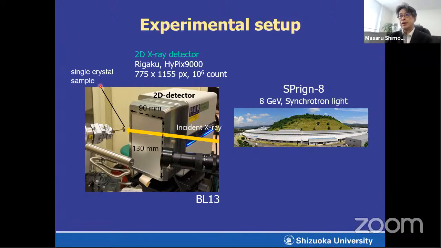And here is a sample, and the incident X-ray comes from this way and hits the sample, and from the sample, the holographic image goes to the 2D detector. And we used SPring-8 synchrotron radiation light for the incident X-ray. The experiment was done on beamline 13.